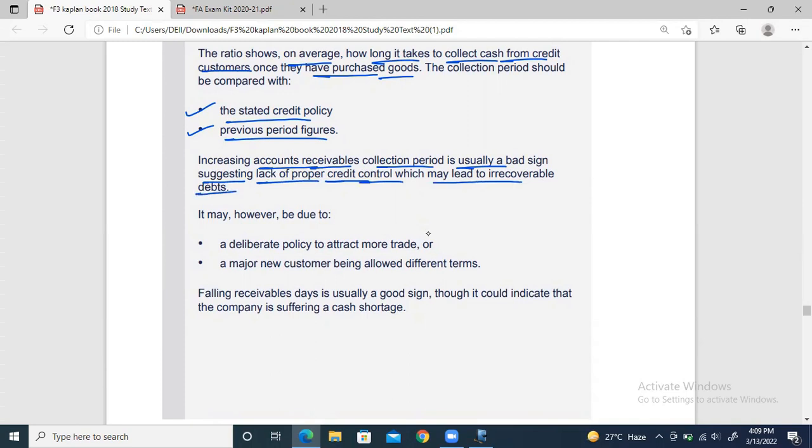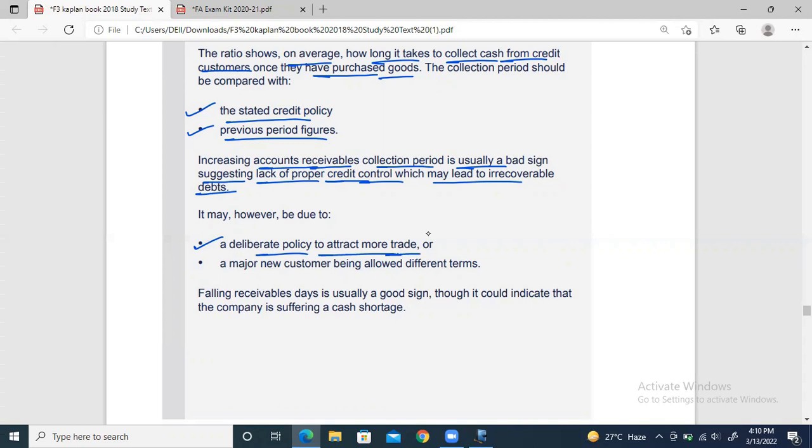which may lead to irrecoverable debts, right? Obviously, if the time is more, let's say the answer is 90 days or 100 days, that is very alarming for the company. In that case, there is a huge risk that we run into bad debts, because if a customer has not paid in 100 days, there will be a reason, maybe he has forgotten to pay, and it will be very difficult to chase him now. It may, however, be due to a deliberate policy to attract more trade. Yes, some businesses give a longer credit period.